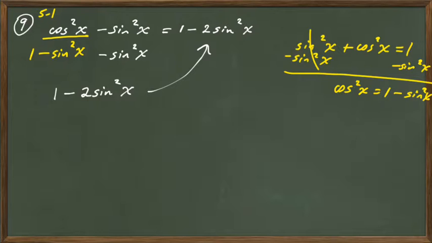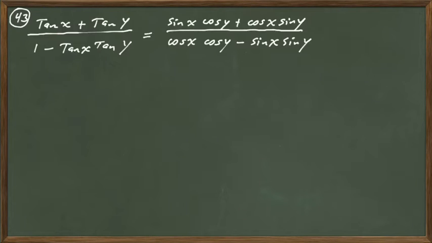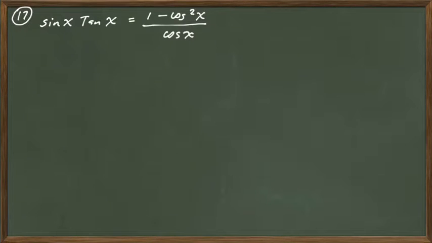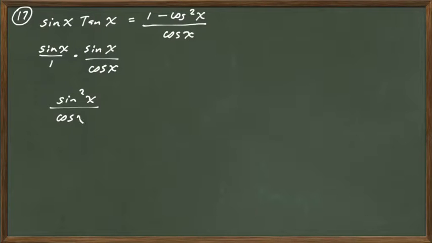Okay, I'm going to try and do them kind of in order. After 9, I think 17 was the next one. If all fails, break everything into sines and cosines. Sine is simply sine. Tangent, however, is what? Sine over cosine. When you multiply the tops, you get sine squared. You multiply the bottoms, you get cosine.